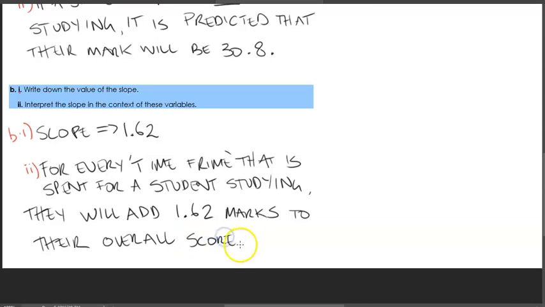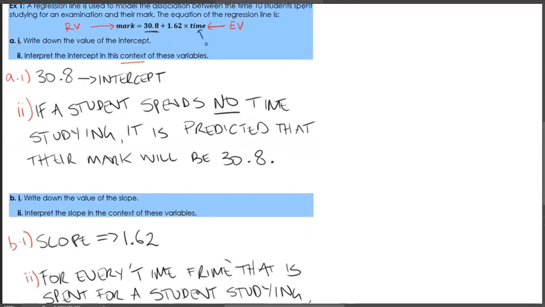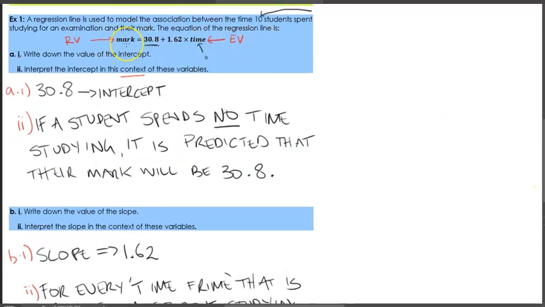the sense that, let's imagine they spent from this regression line that we have here, this equation, if they spent 1 hour studying, it's predicted that they'll add another 1.62 to their initial, which is 30.8. Because remember, when the time amount was 0, they were just going to score a 30.8 based on the information that was given to these 10 students.